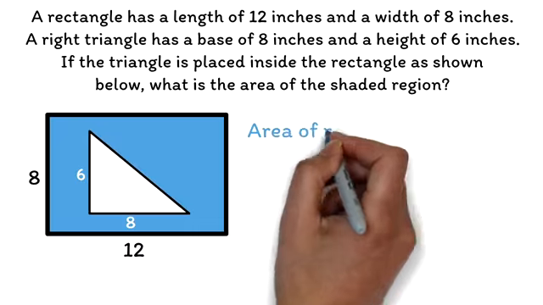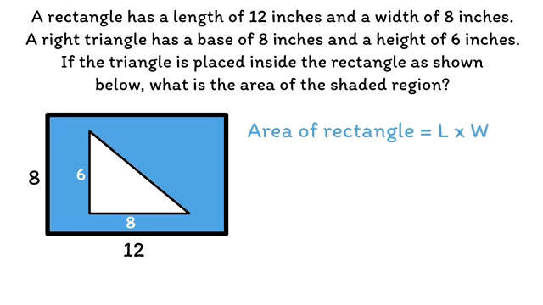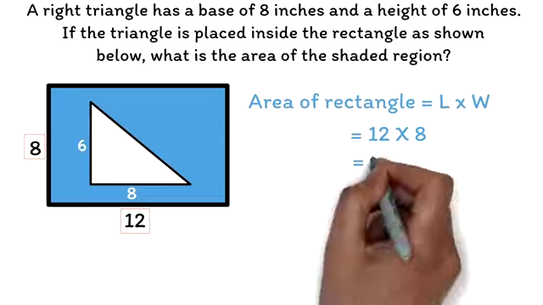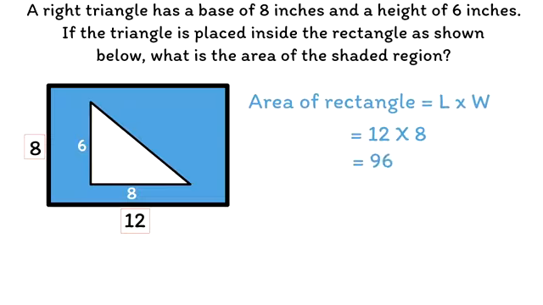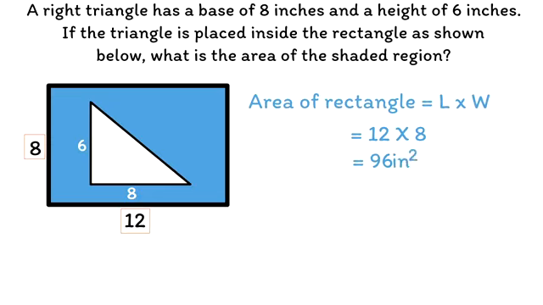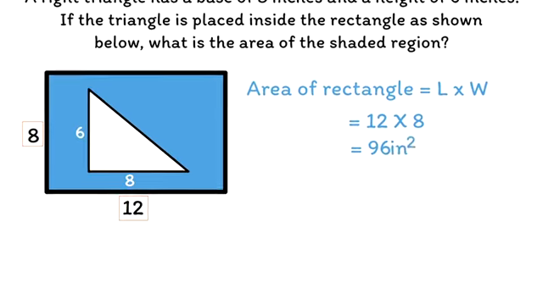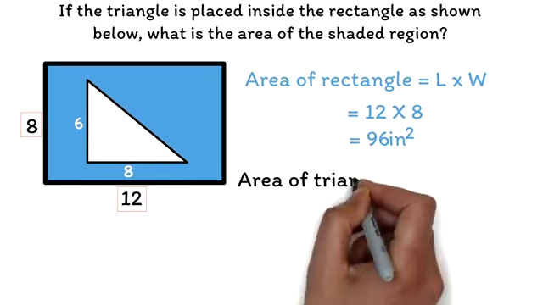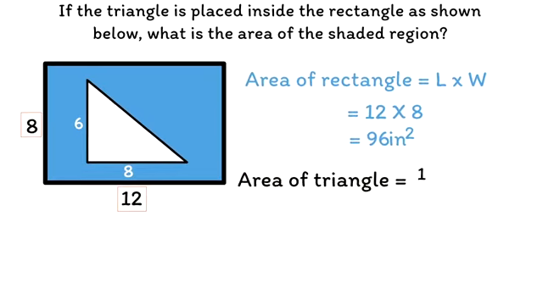The area of a rectangle is length times width. Our length is given as 12 and width 8. And that gives us 12 times 8. 12 multiplied by 8 is 96. Since the unit is in inches and we are finding area, we will get 96 inches squared as the area for the rectangle.